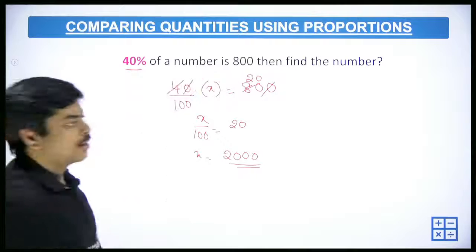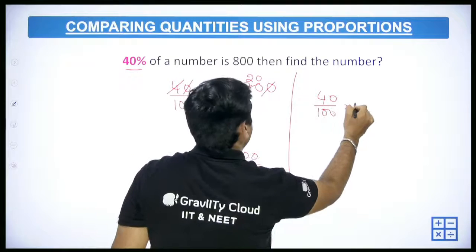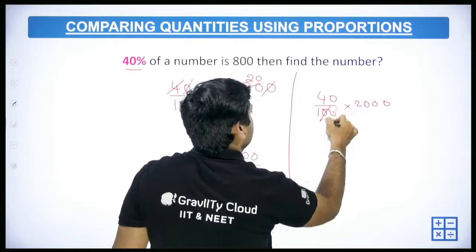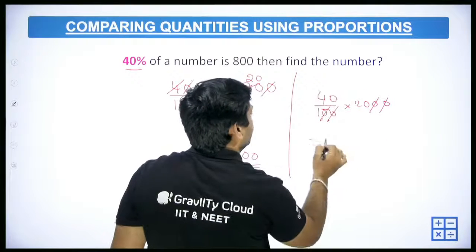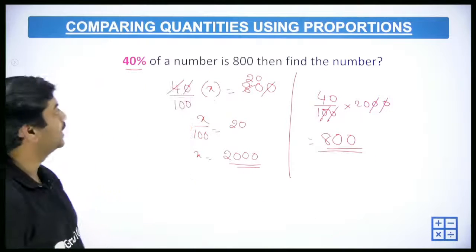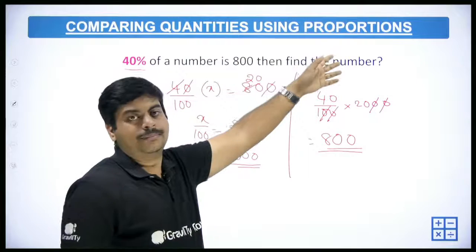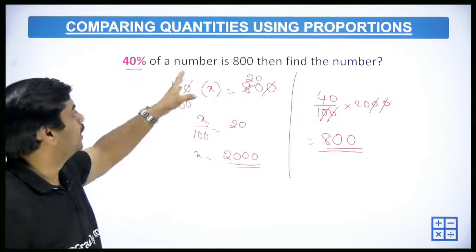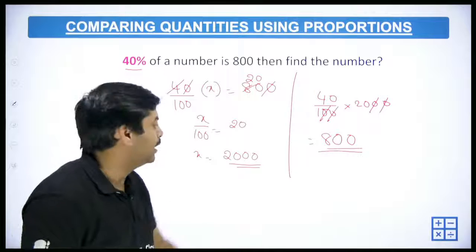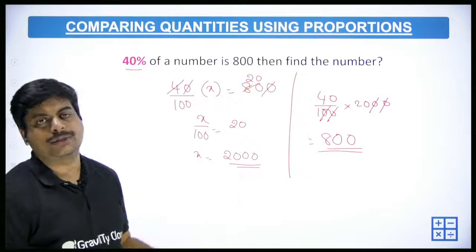Let's verify that. If you want to verify 40% of 2000, let's see what that is. 0 0 0 gets cancelled. 4 into 2 is 8 and 0 0. So it is 800. Once again, 40% of a number is 800, then find the number. So that will give you 2000 rupees. So 2000, what is the number? What is the quantity? It is 2000.